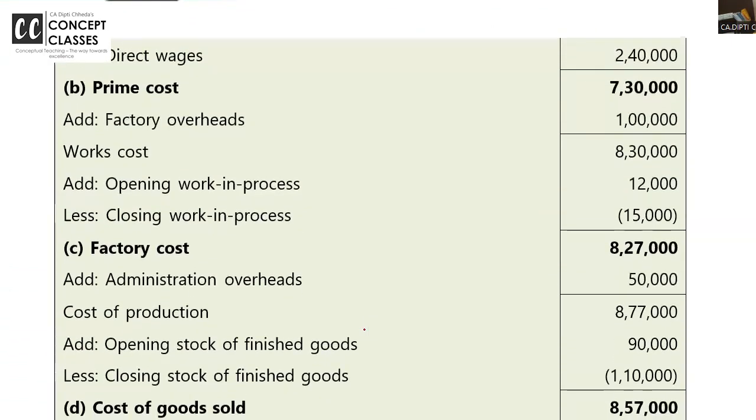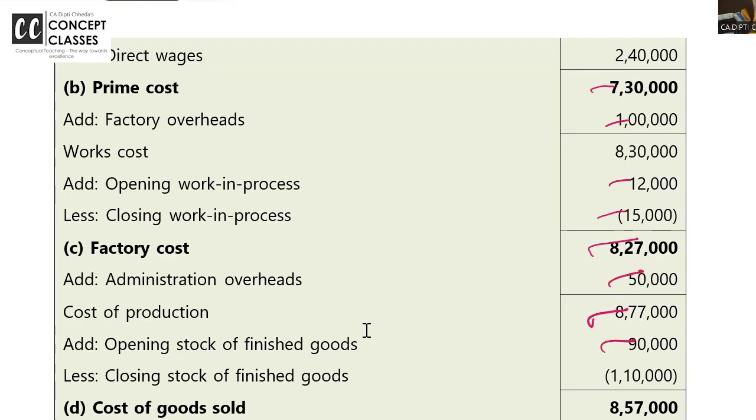After prime cost, add factory overhead. Adjust opening and closing work in progress, you get factory cost. I'm not going to do a tick for every problem. We will be solving. Please keep patience. Some good questions are there. This is very simple to build up the format. Add administrative overhead, you get cost of production.